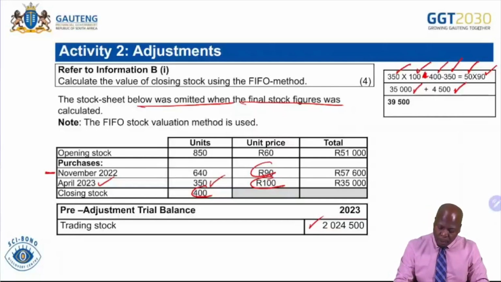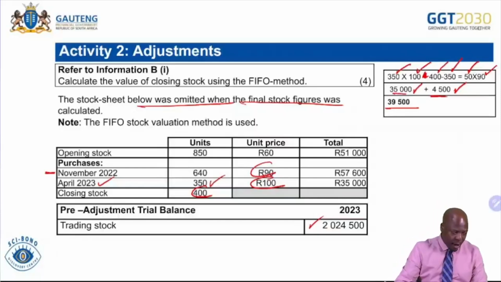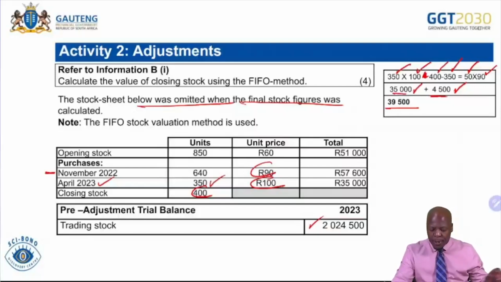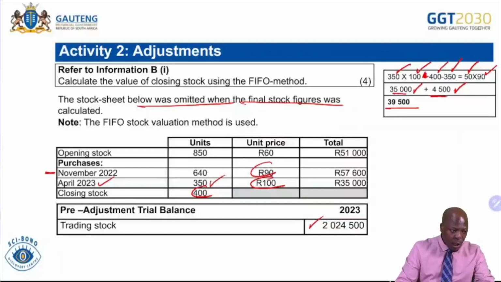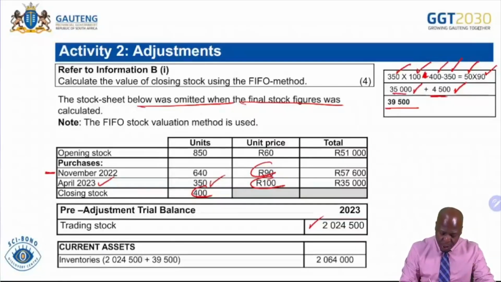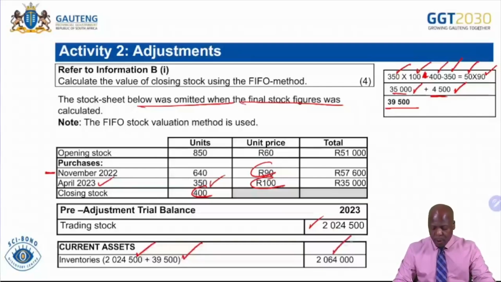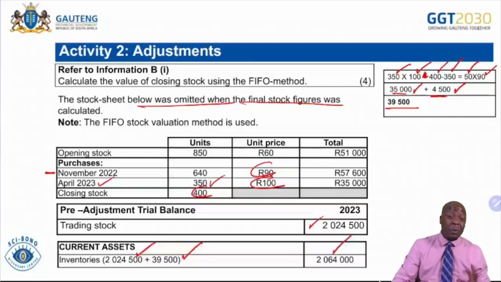So we then say your 3.5 plus the 4.5. And then we end up with 39,500. So that therefore becomes the value of closing stock, which was omitted from the stock figures. Once we have that, now we can say our inventory, which was in the trial balance, plus the amount that was omitted. Then you end up with the 2,064,000. Remember, we are doing the balance sheet.